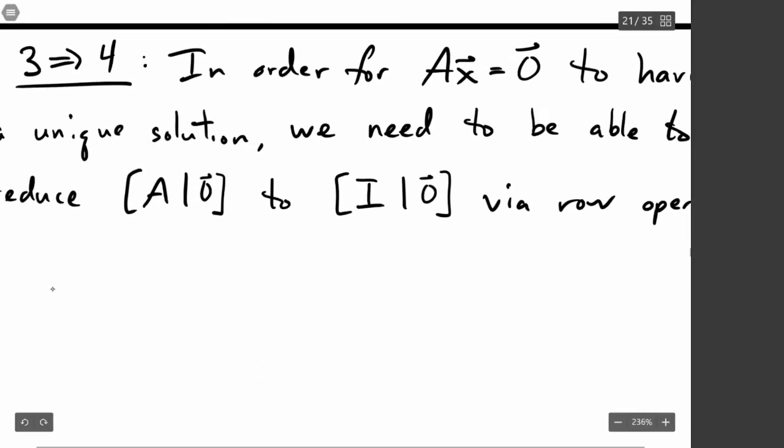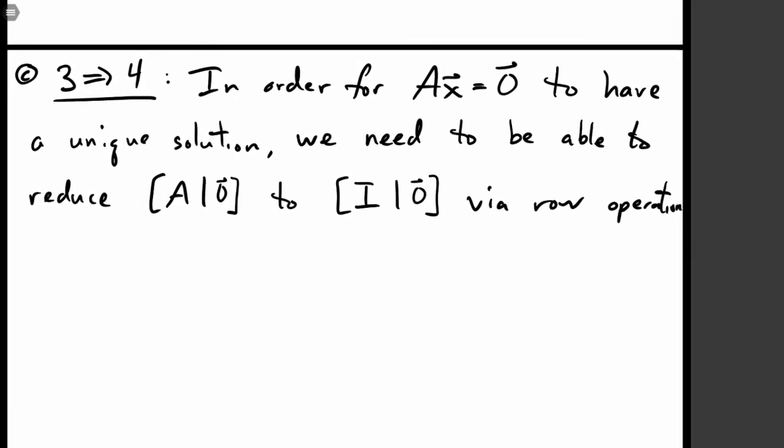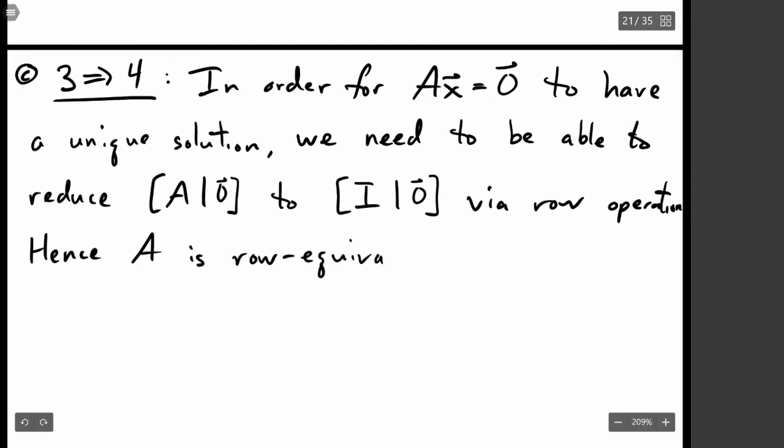Right? So, since we use row operations to turn A into the identity here, we have, hence, A is row equivalent to the identity. And that's what we wanted, right? So again, if we can't reduce the left side of this augmented matrix all the way down to the identity matrix, if that's impossible, then this system of equations does not have a unique solution. It either has infinitely many or no solutions. Okay? All right, so that's 3 implies 4.